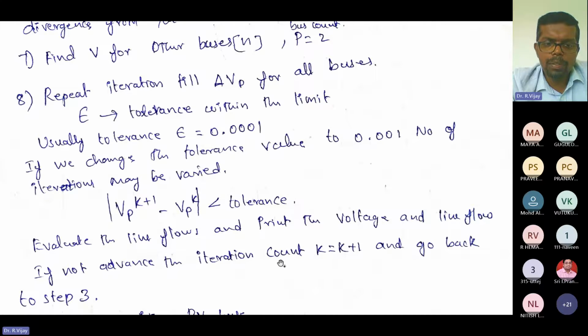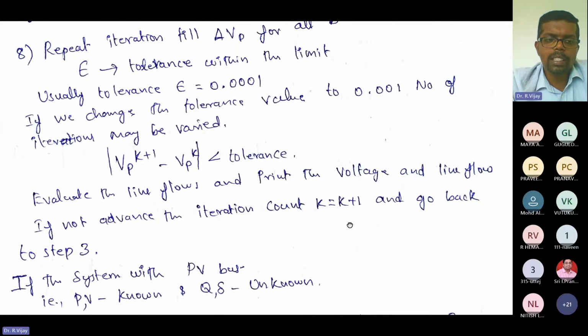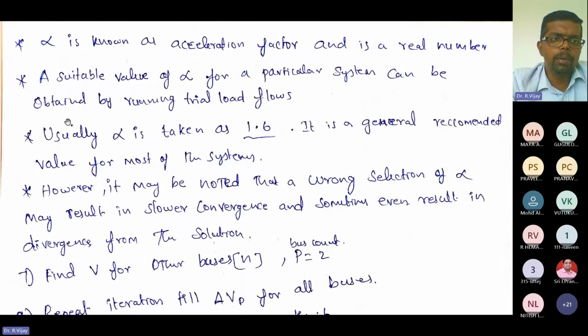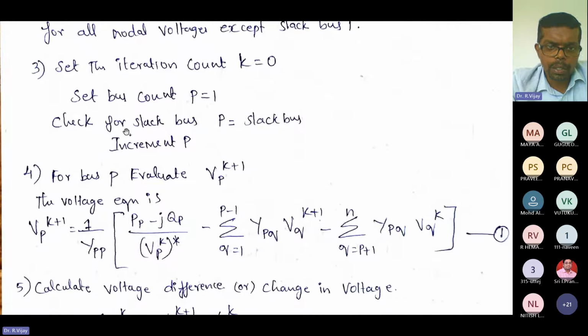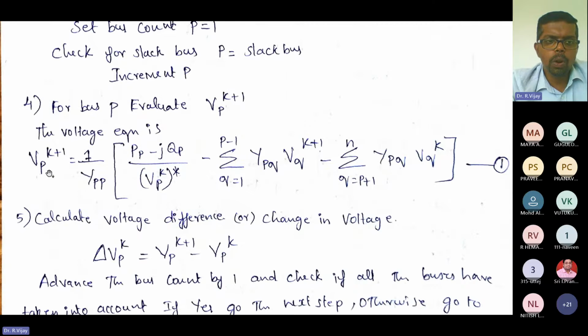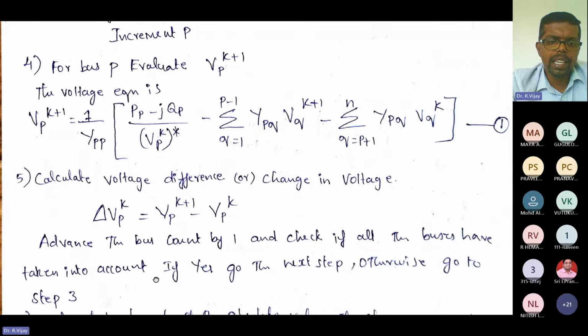If not, advance the iteration count. Again, you need to go for the iteration count, that is k is equal to k plus 1, and go back to step 3. In step 3, you need to calculate again. You need to increment the iteration count, and you need to calculate the voltage, the change in the voltage, and the accelerated voltage.